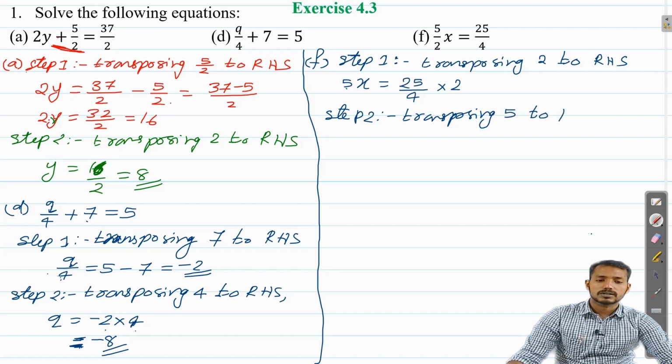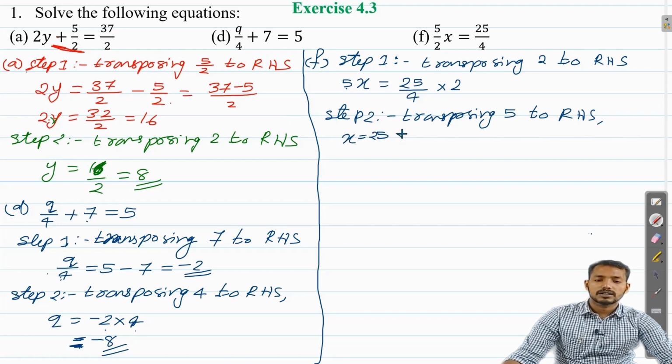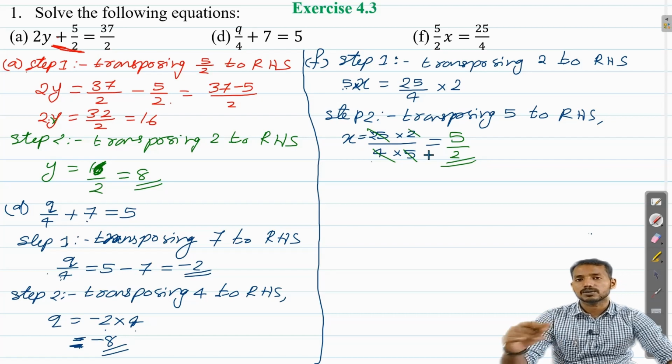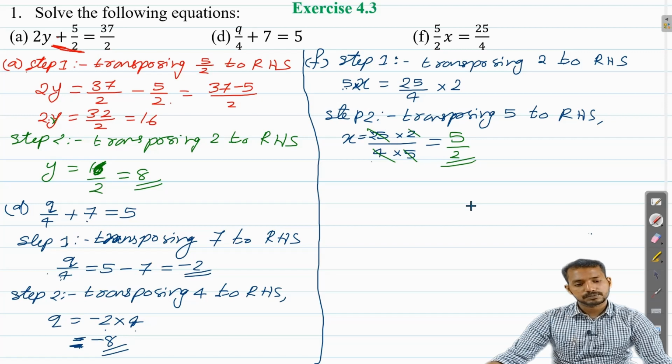5 to RHS. We will get x is equal to 25 into 2 divided by 4. This multiply by 5 is there. X is multiplied by 5, that will be shifted to divided by 5. That means it comes on the denominator. 25 by 5 is equal to 5. 4 divided by 4 is equal to 1, 2 will be on denominator. So x equal to 5 by 2 is the solution of this equation. Let's move to the second question.